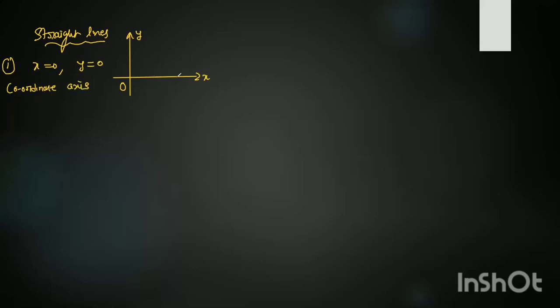And what is the equation of x-axis? This is x-axis, this is y-axis. What is the equation of x-axis? Y equal to 0. Y is equal to 0 is the equation of x-axis. And what is the equation of y-axis? X equal to 0. All of you must remember this. In the straight line, coordinate axis means x-axis, y-axis. These are the straight lines. And equation of x-axis is y is equal to 0. Equation of y-axis is x equal to 0. This is the first thing.